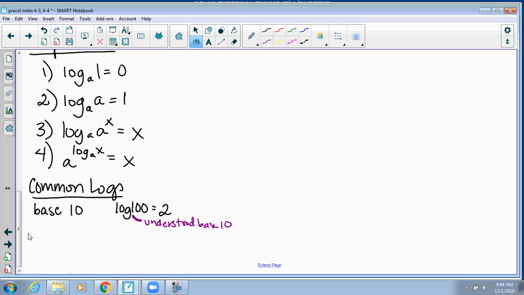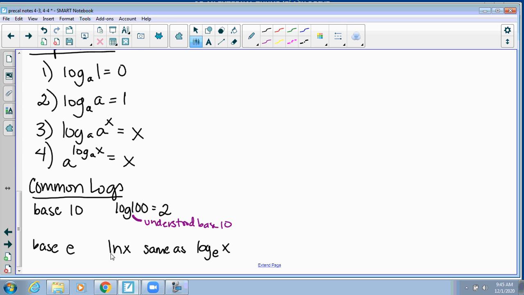And our second common log is base e. If you have it written as ln, this stands for natural logarithm. That has an understood base e. So ln of x is the same thing as log base e of x. So ln and log base e match. We just use log base e so much that it gets its own special name.